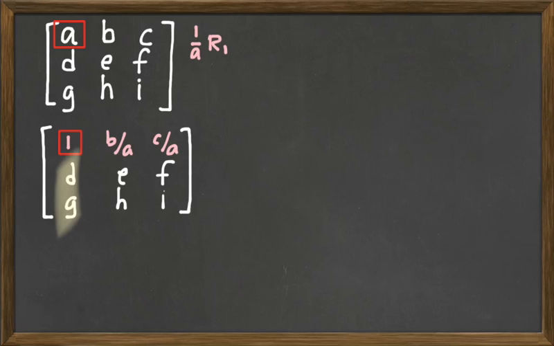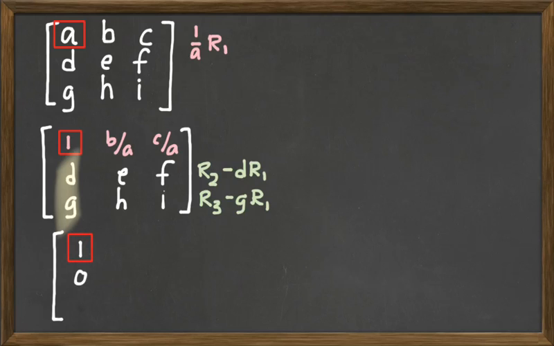And I can do that by subtracting d times the first row from the second row. So that's row 2 minus d times row 1. And likewise, subtracting g times the first row from the third row. That's going to give me that first 1 by itself in its column with zeros underneath. And I'm still going to have b over a sitting here and c over a sitting there.